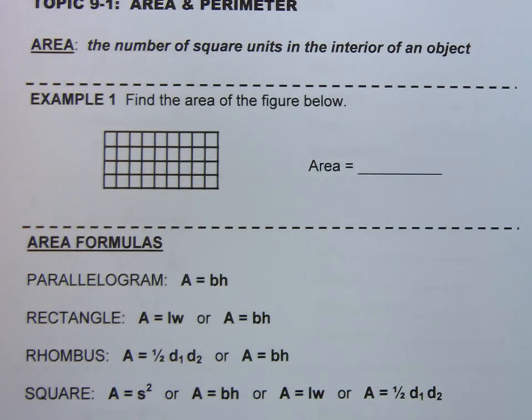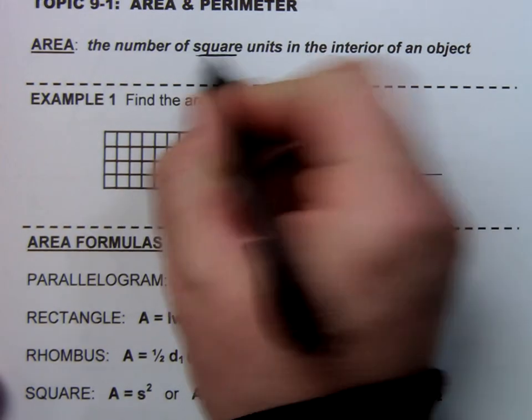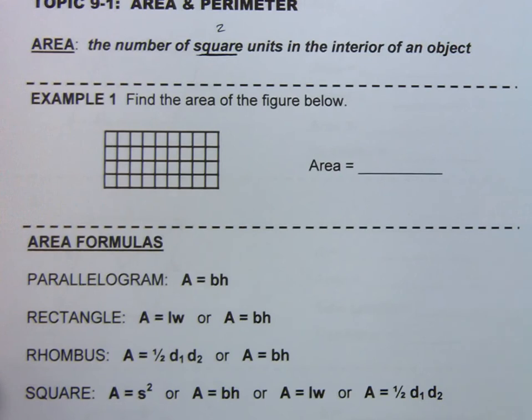All right, we're looking at 9.1, dealing with area and perimeter. Area is the number of square units in the interior of an object. Area is a two-dimensional measurement, so we're dealing with square units. It's not something you can just measure with a ruler.